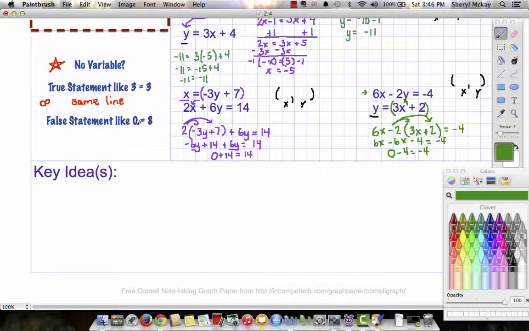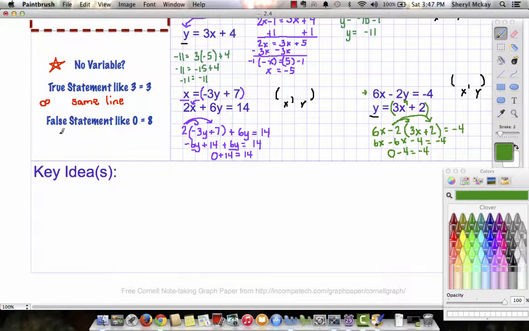Sometimes when you solve an equation, you're going to end up with a false statement. You're going to end up with something like this: 0 equals 8. I could quickly write one, but I think I will let you just see it as you're doing practice problems. It's always going to be when you have two parallel lines. You're going to end up with no variable, and that no variable is going to have this craziness at the end where it says 0 equals 8 or 3 equals 4. It's not going to be a true statement. It's going to be a false statement.